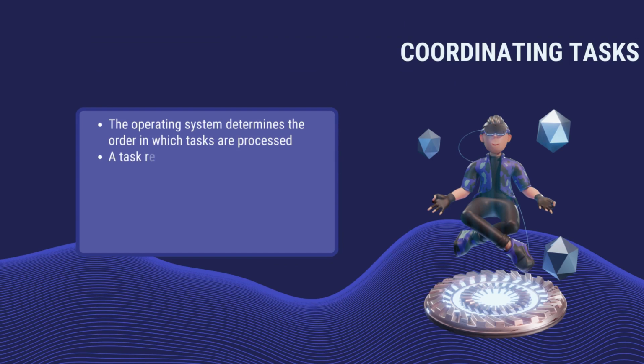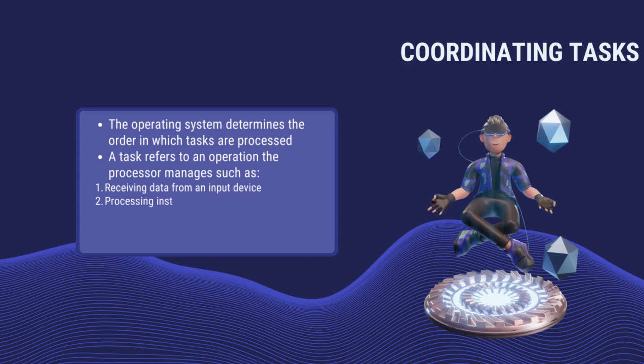A task refers to an operation the processor manages, such as receiving data from an input device, processing instructions, sending information to an output device, and transferring items from storage to memory and vice versa.